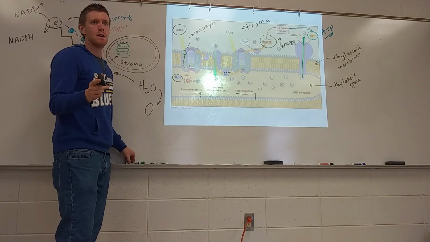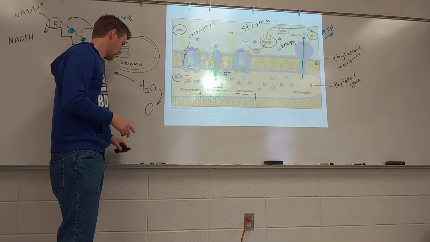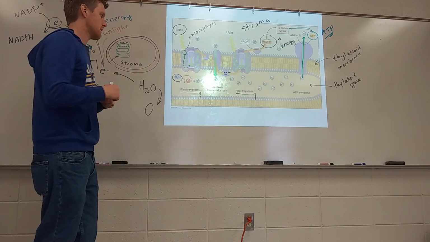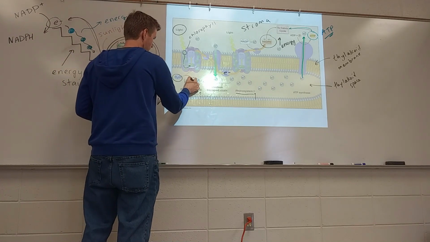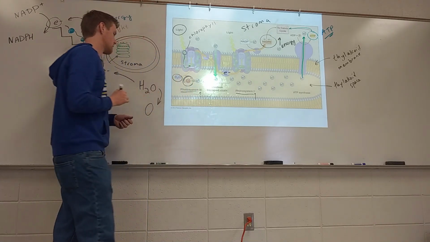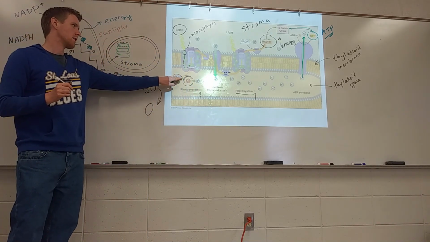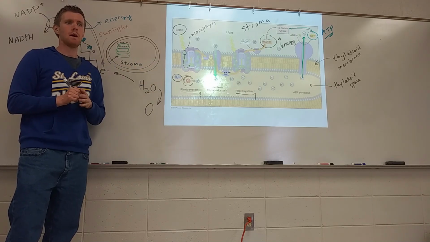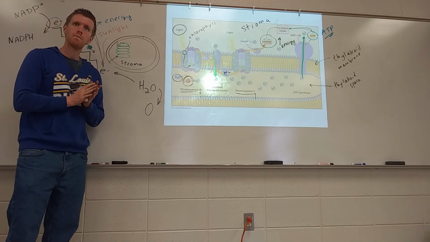No sugars have been made yet. Oxygen given off by plants in part comes from the oxygen that is released from water that they break apart at the beginning of this whole light reaction.